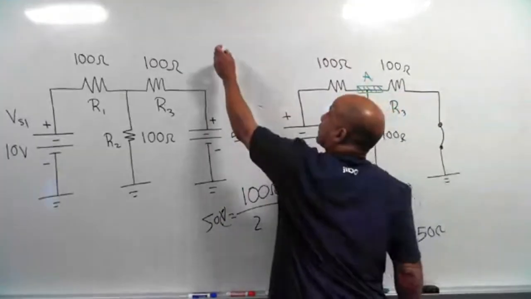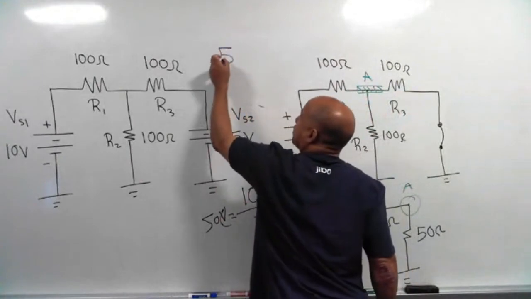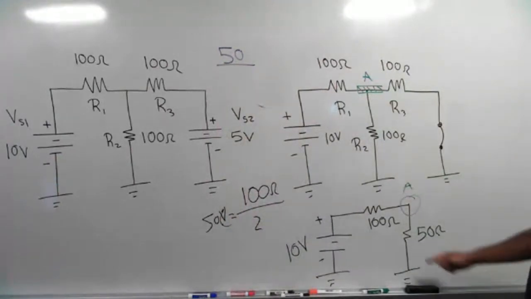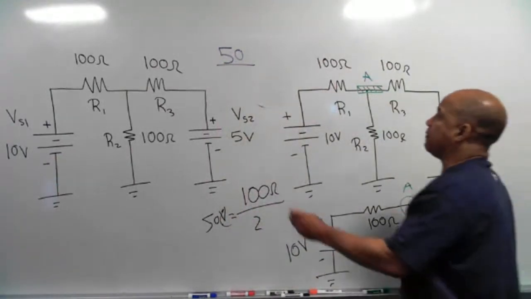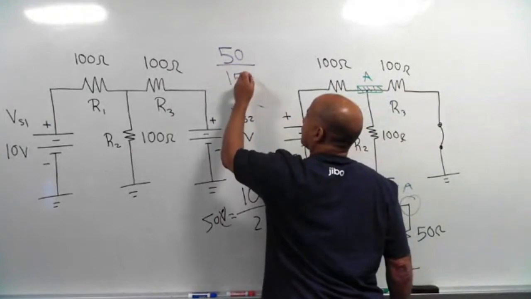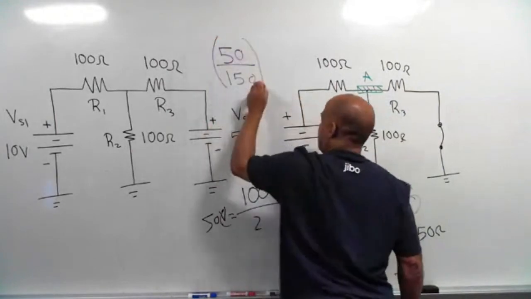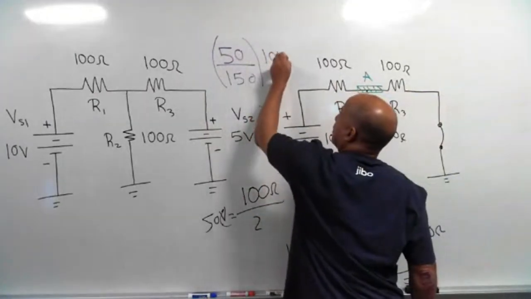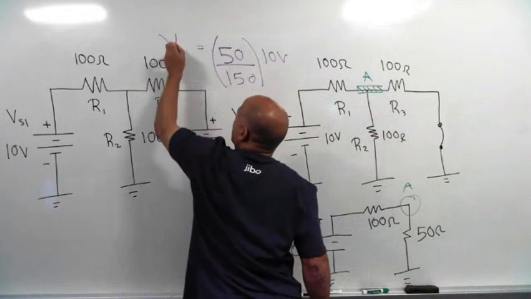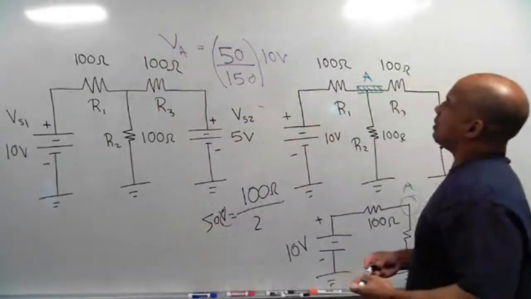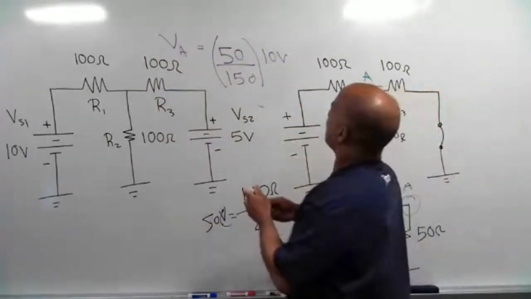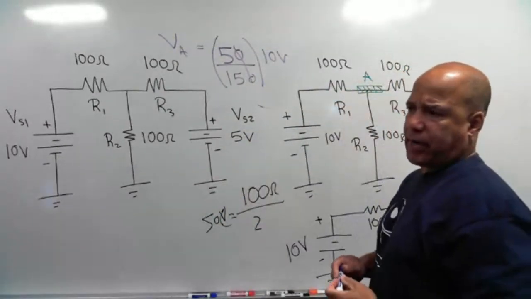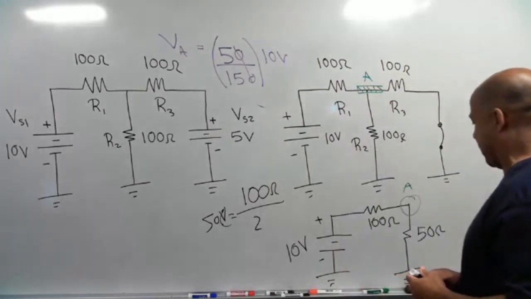The voltage divider rule says, take the resistor I want to know the voltage across, put that in the numerator, divide by the total resistance in the circuit. I got 100 in series with 50, that's 150. Multiply that fraction by the total voltage, 10 volts. And that'll give me what I'm looking for, which is the voltage across node A. So what is that? That's 1/3 of 10. 10 divided by 3, somebody do that for me. What is 10 divided by 3?